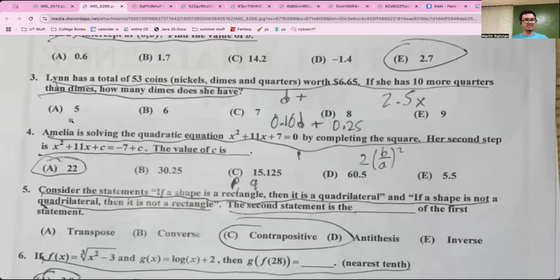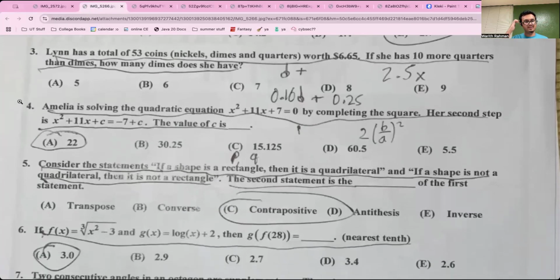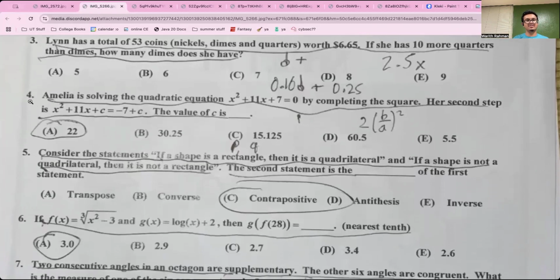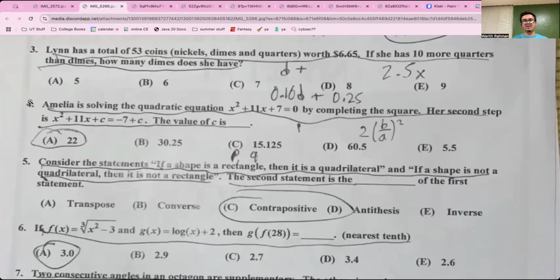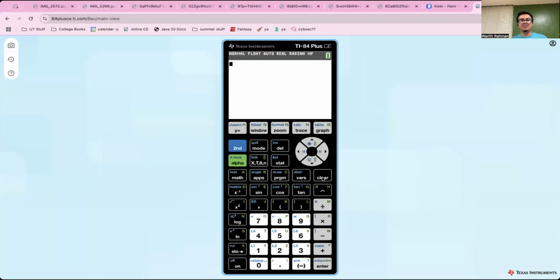Okay. Number 3, Lynn. Oh, I haven't seen Lynn in a while. But anyways, Lynn's got 53 coins, 665. Okay. Classic linear equation, system of equations setup. So easiest way to do this, and again, I'm using a TI-84. If y'all use like an Nspire or something, just figure out the equivalent.